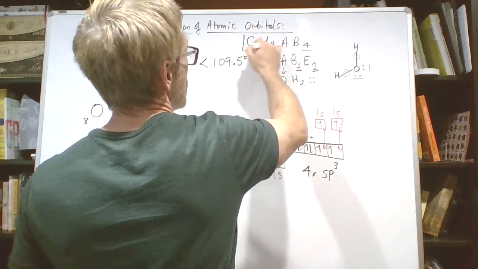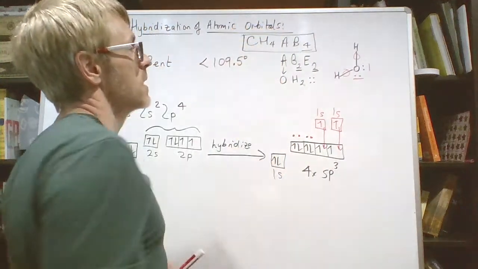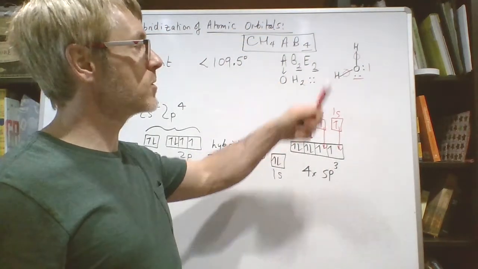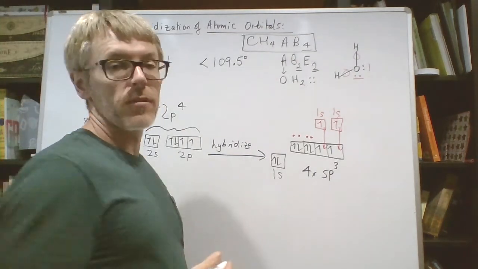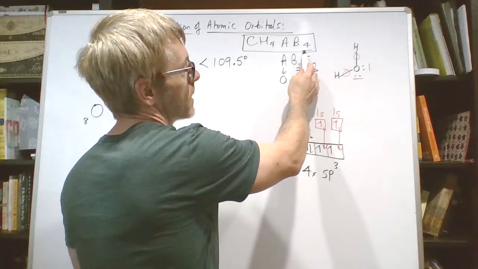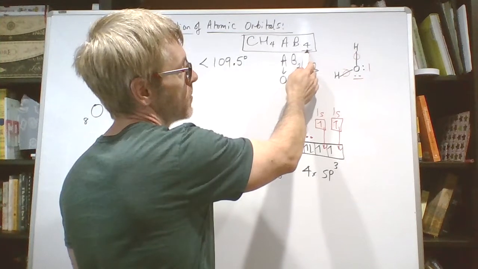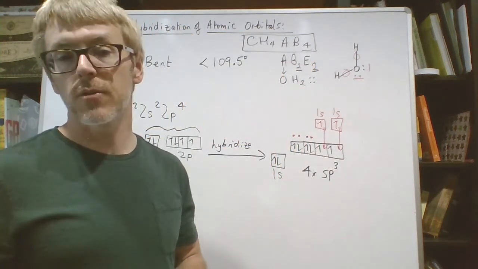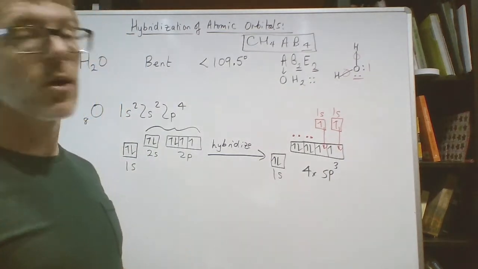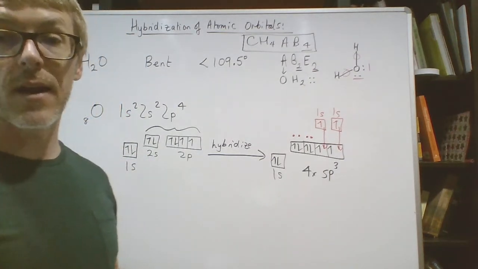Whether you have an AB4 system, as we saw with methane, or an AB2E2 system with water, what's important is the number of electron groups. If you have 4 electron groups total, whether it be 4 Bs or 2 Bs and 2 Es, you need sp3 hybridization. So you're going to have 25% s character.